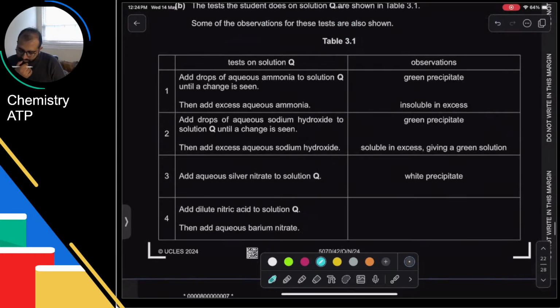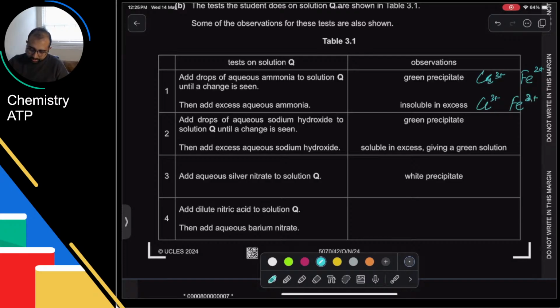Okay. What's happening here? Add drops of aqueous ammonia to solution Q until a change is seen. Green precipitate could be chromium 3, could be iron 2, I don't know. But this is confirming iron 2 because it's not soluble. Okay. Add drops of... no wait. You're adding ammonia, so it could be either one of them. It's the crazy cousin, right? So it could be either one of them.